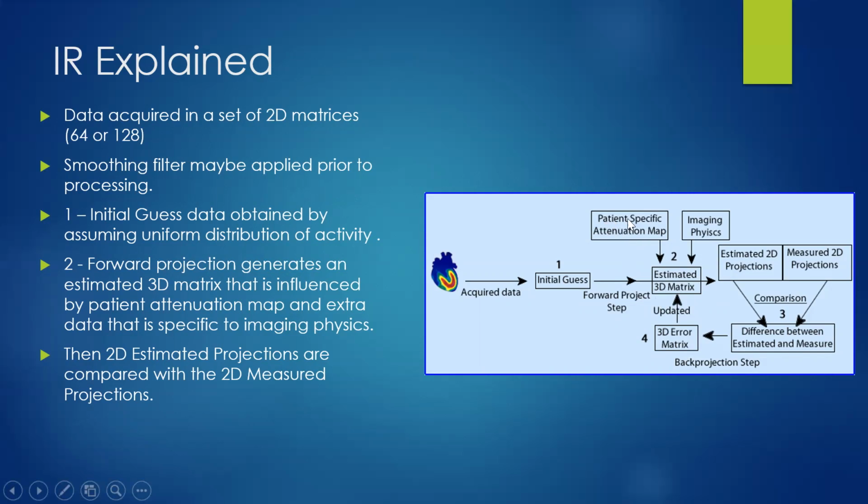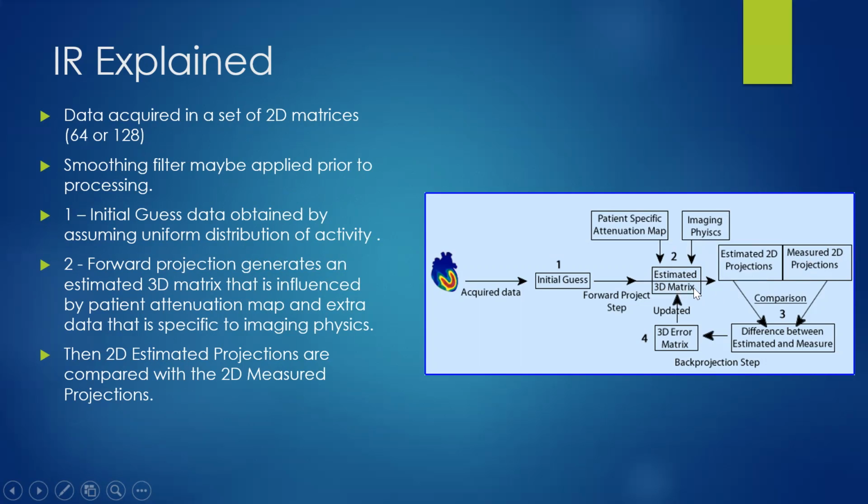From there, it applies the patient-specific attenuation correction map. So if you have a CT scanner, it'll apply that, correcting for the counts that are emanating from the center of the body. It also applies imaging physics in its assessment, which is also a good thing. And from there, once it applies all these things, it looks at the estimated projection and the measured projection.